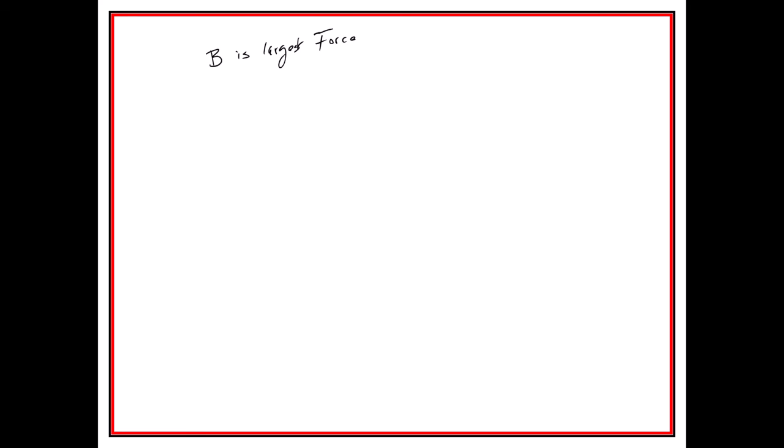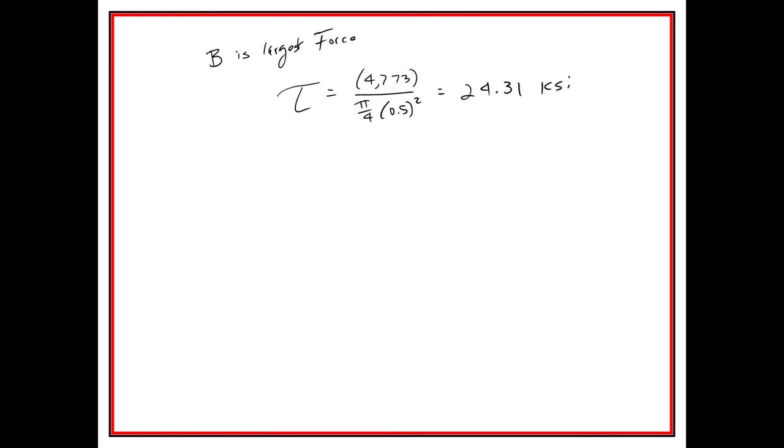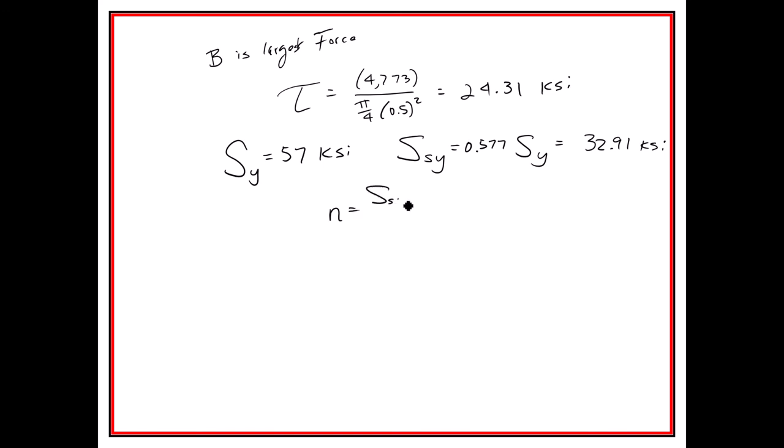So what we do for that guy is take tau and take our 4,773, and these are half-inch bolts, so pi over 4 times 0.5 squared, and we get 24.31 KSI. And since they're grade 2 bolts, we look up and find what the yield strength of them is, and that's in a table in the chapter, and we find that that's going to be 57 KSI, but that's normal stress. We need shear stress, so we take 0.577 times our SY, and we get 32.91 KSI.